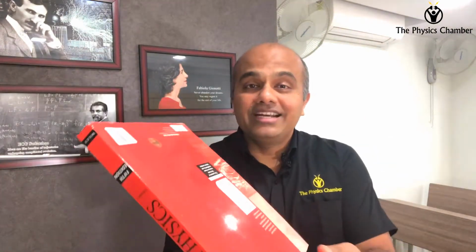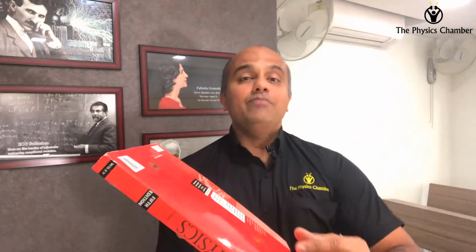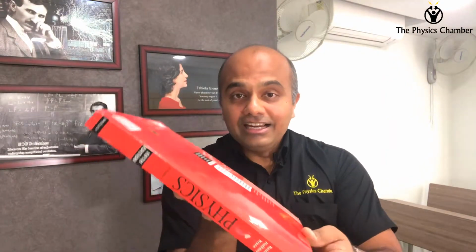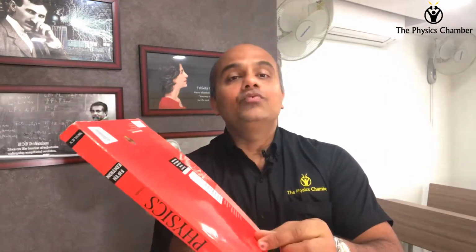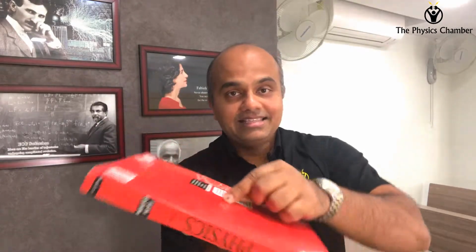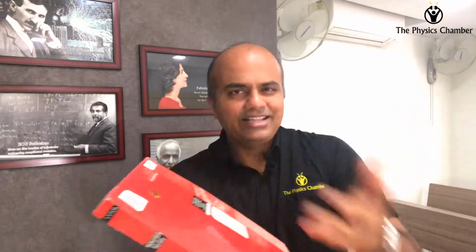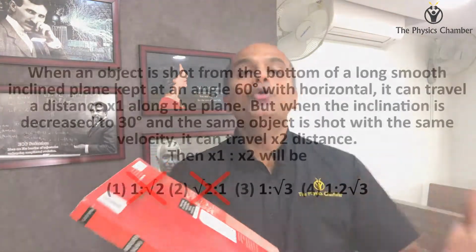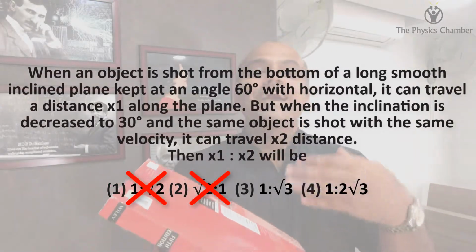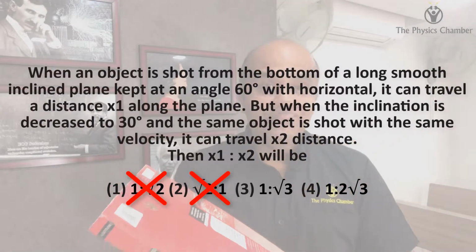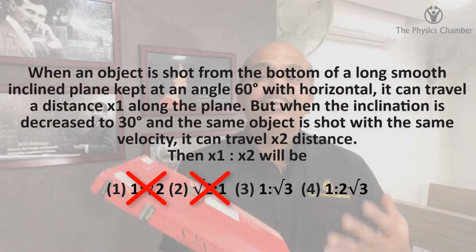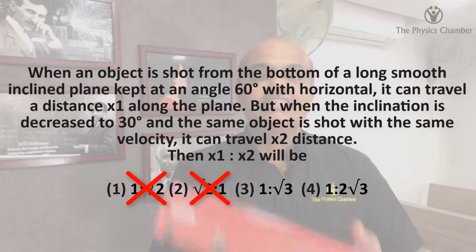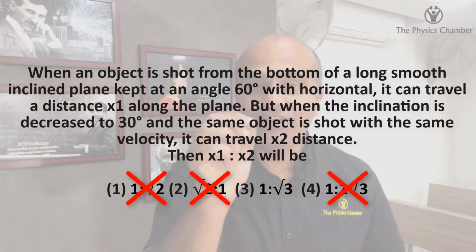And we know that when it is shot up with the same velocity, when the angle becomes steeper, it will travel less distance. Lesser the angle, more distance. That's common sense. So very clearly, two options are ruled out even as you read the question. Then it's just a question of arranging the ratios of sine 60 and 30 in the correct order.